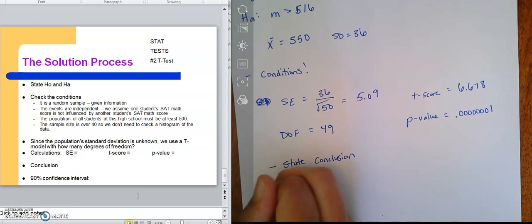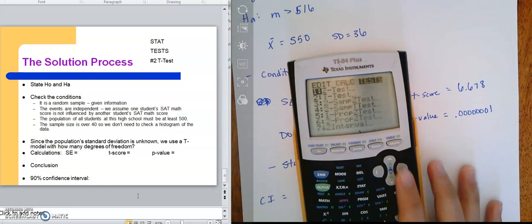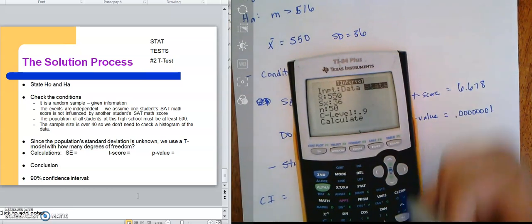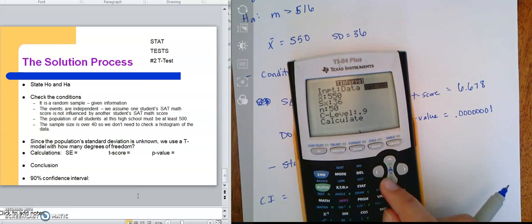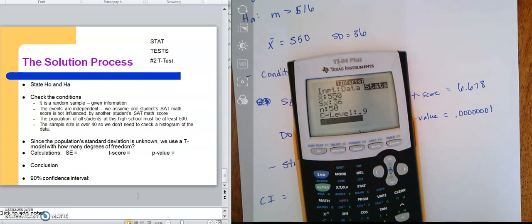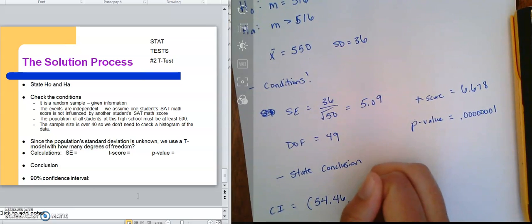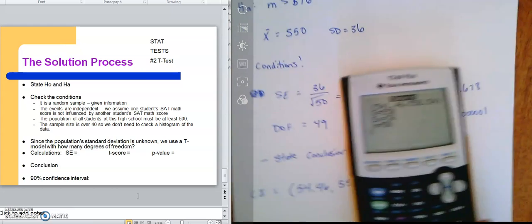What if it wanted the confidence interval? Same thing. I'm going to go stat test, I think it's 8. Still using stats. It does copy your information over, so that's really nice. It wanted a 90% confidence interval. So my confidence interval is 541.46, 558.54, if you need to see that.